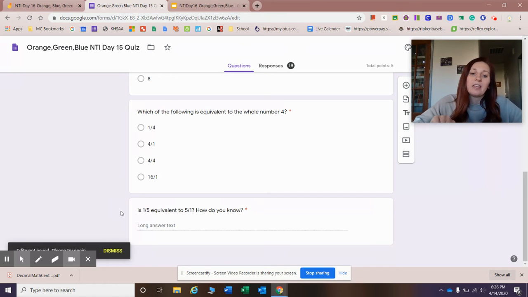Is 1/5 equivalent to 5 over 1, and how do you know? No, it is not equivalent, even though they have the same numbers. And I love this example that a couple of you guys put. You said, well, if I had 1/5 of a pie, I'd only have one small piece of pie. But if I have 5 over 1, then I have 5 whole pies. And 5 whole pies is way bigger. And then someone even said that they cross multiplied, which is awesome. That means that you're taking knowledge from before and you're applying it now.